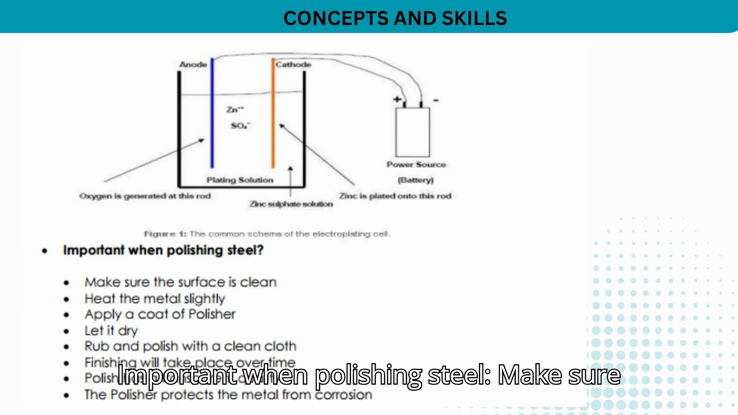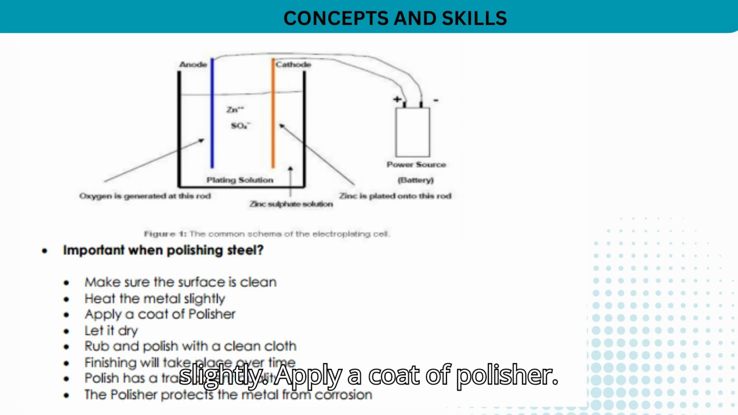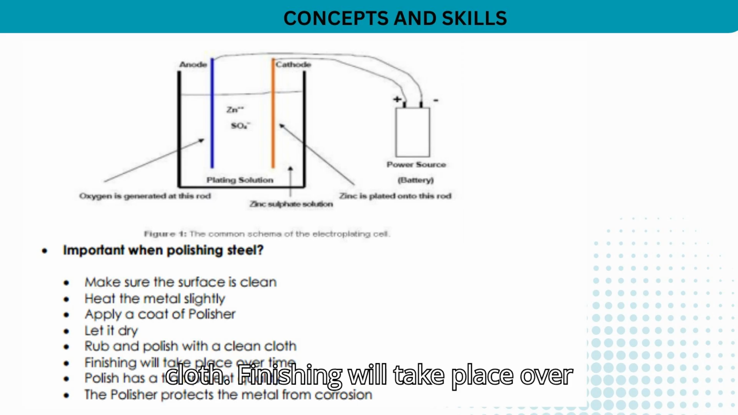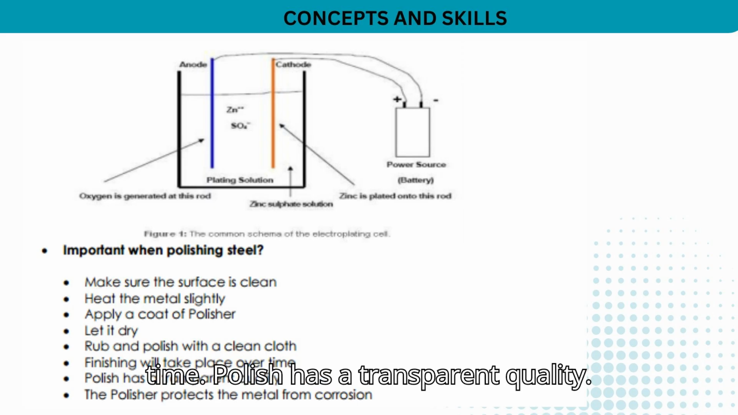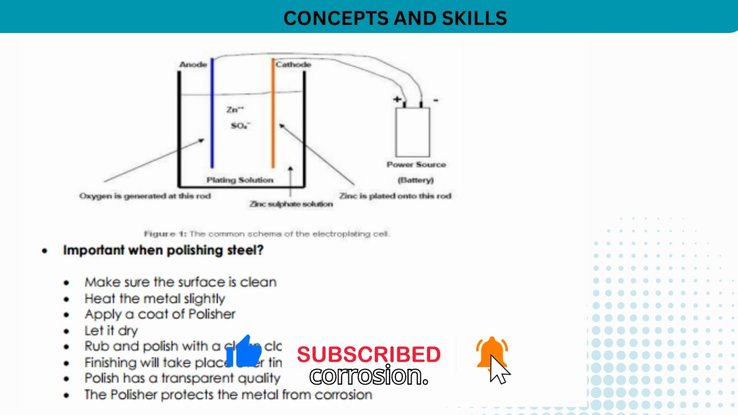Important when polishing steel: make sure the surface is clean. Heat the metal slightly. Apply a coat of polish. Let it dry. Rub and polish with a clean cloth. Finishing will take place over time. Polish has a transparent quality. The polish protects the metal from corrosion.